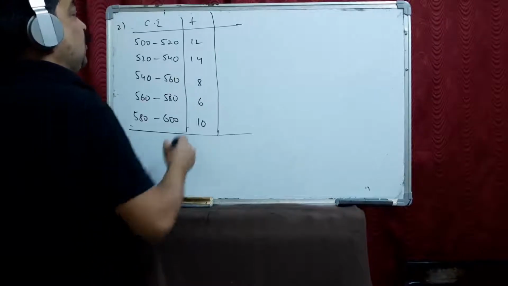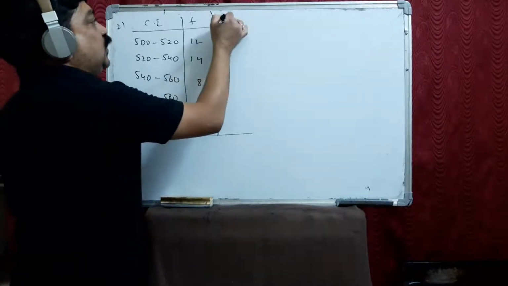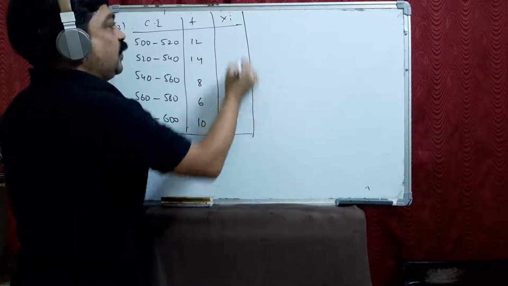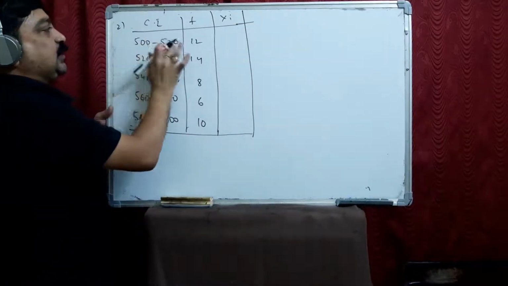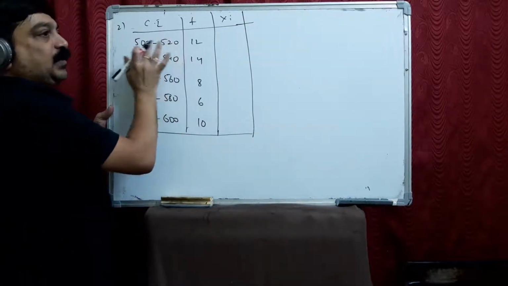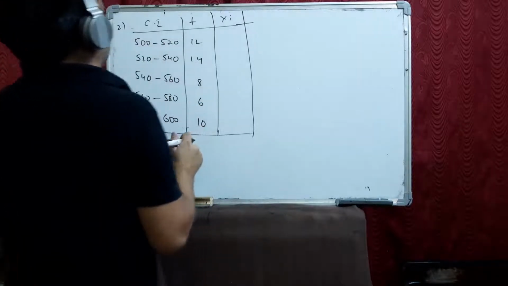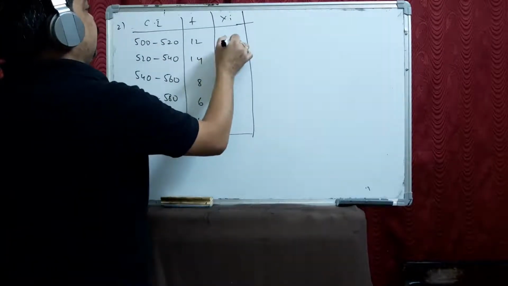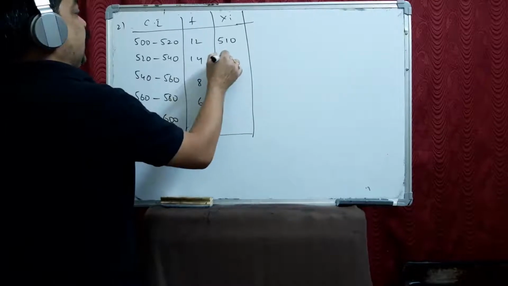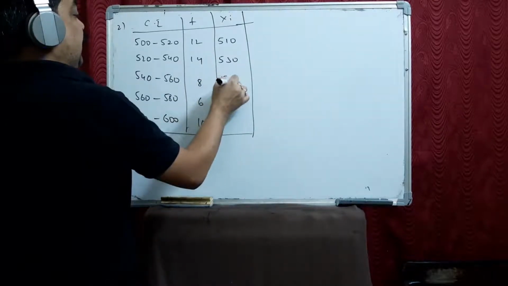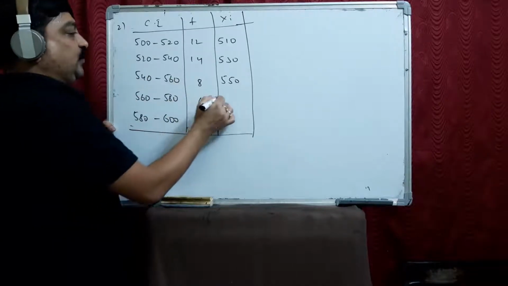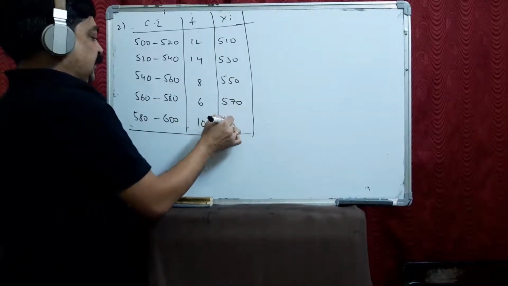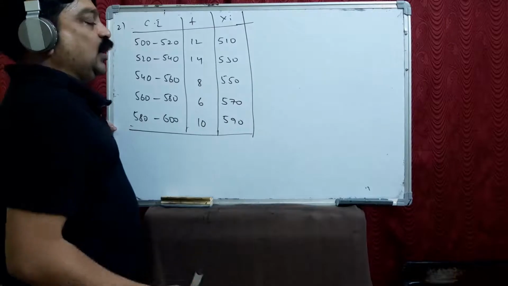Okay. Now first of all, what is the first step that we have to do? Xi. Now I am doing the assumed mean method. So Xi means this plus this by 2. Class interval lower limit plus upper limit by 2. 1020 by 2, it becomes 510. And it becomes 530, 550, sum of this by 2, 570, 590.